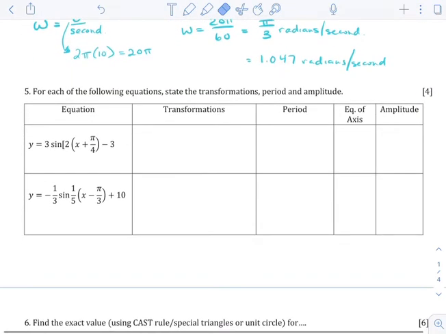All right, as we continue on to number 5. Number 5 says, first state the transformations. So our transformations in this case: a value is 3, k is equal to 2, d is equal to negative pi over 4, and c is equal to negative 3. Remember where the negative pi over 4 comes from? Really, it's x minus negative pi over 4. That'll be a shift to the left eventually.